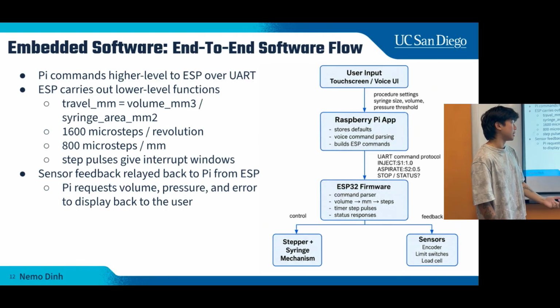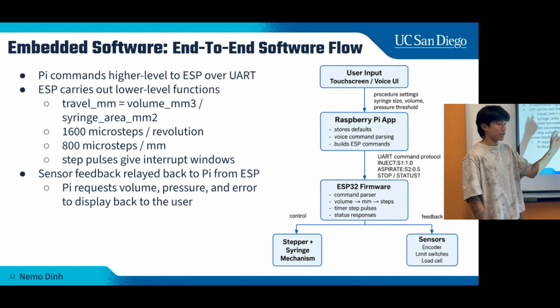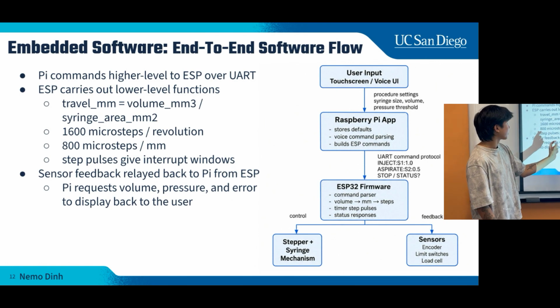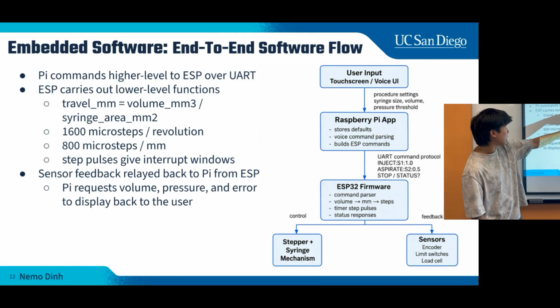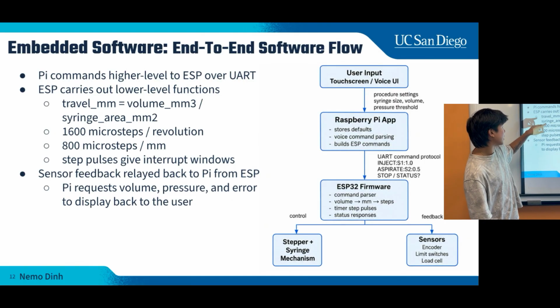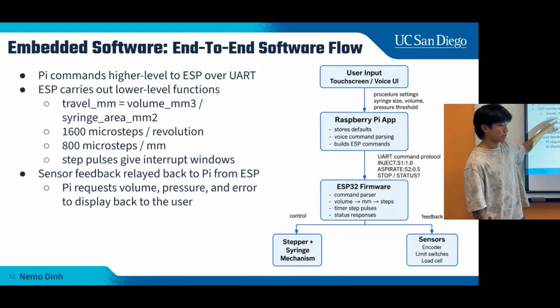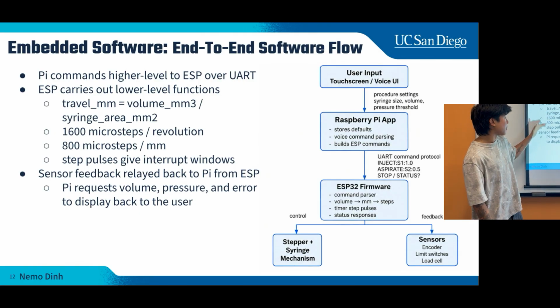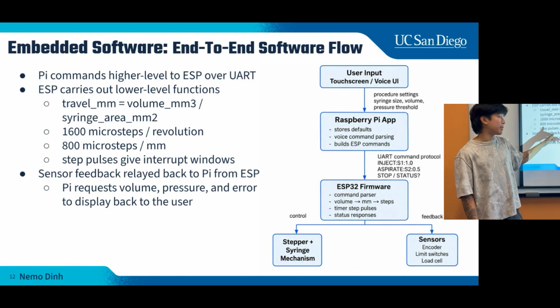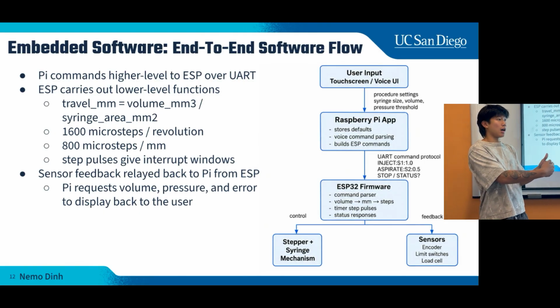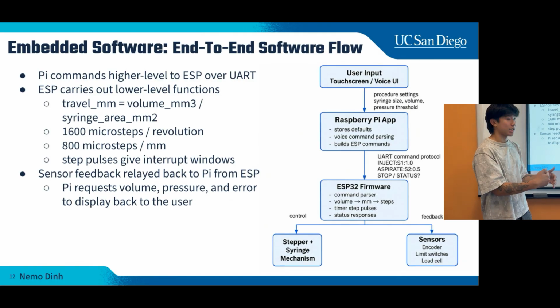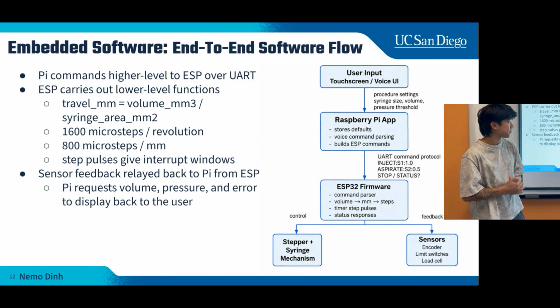For instance, in the inject case, it will take the syringe volume, and it also gets the area of the syringe and the volume it's supposed to inject, and then it translates that to a linear distance. Then through some math with the encoder and the lead screw dimensions, it translates that linear distance to the encoder steps that it's going to send to the motor.